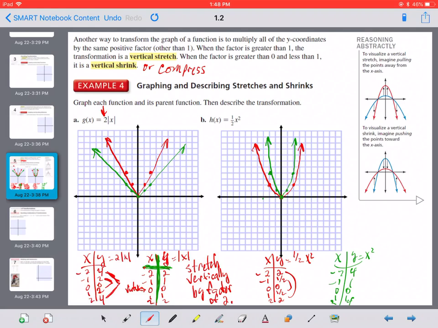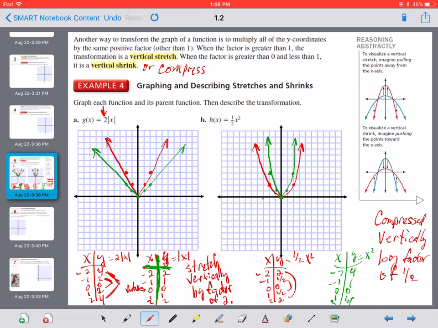So we could say that is compressed. They would say shrunk. I like compressed better. It makes me think more of squishing out the size. Compressed vertically by a factor of 1/2. That's what's happened to it.